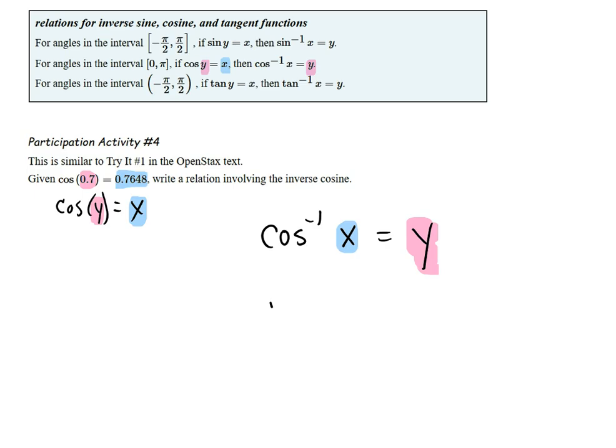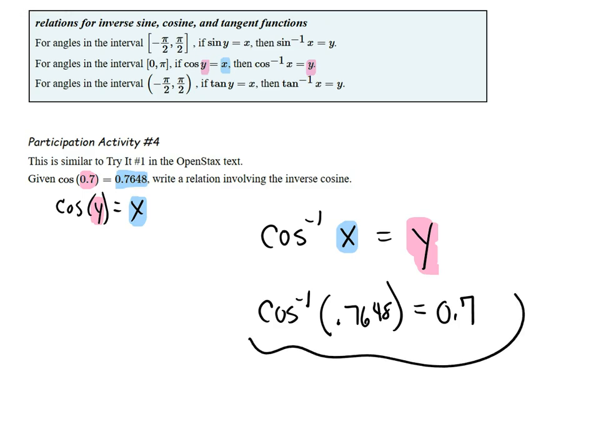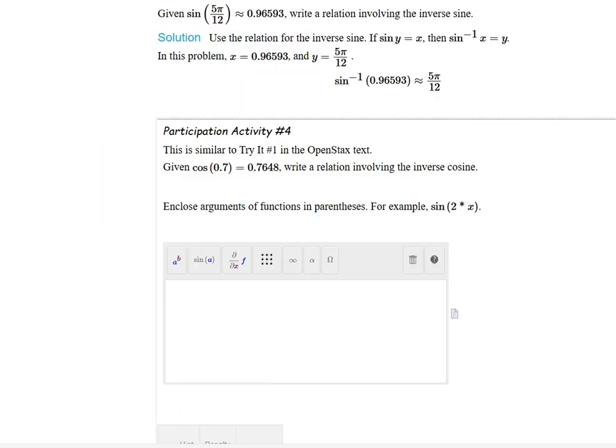So my answer will be the inverse of cosine of the 0.7648 should equal the 0.7. That's it. That's all they want you to do, is to rewrite a relation involving the inverse function, just to understand how they switch back and forth.